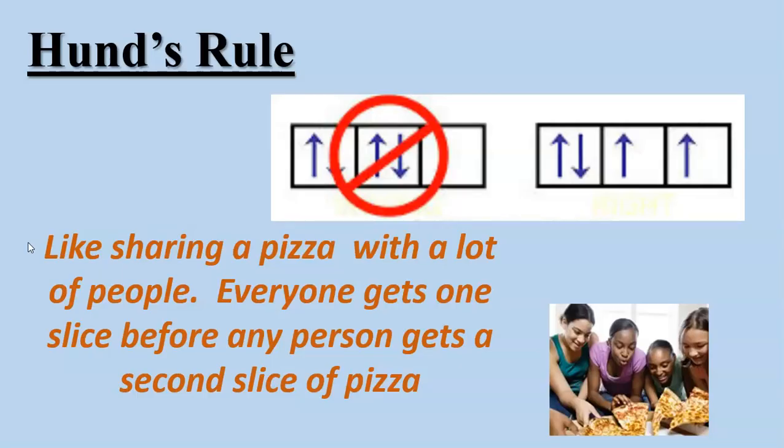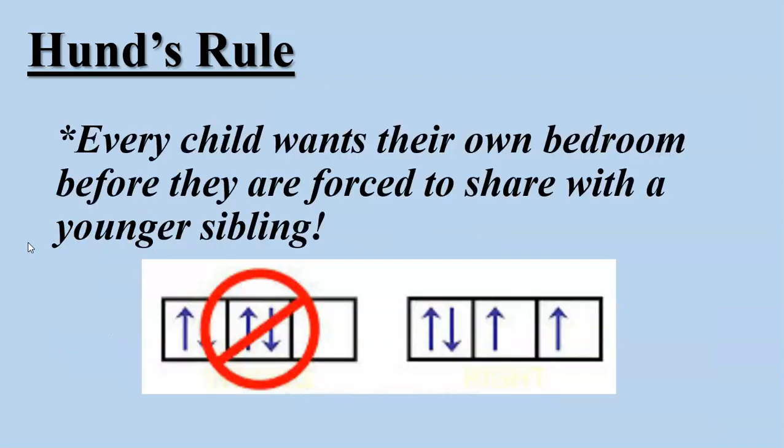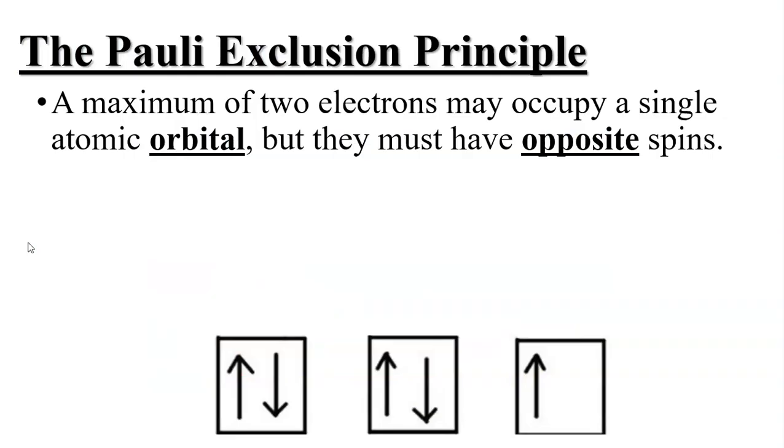So it's like sharing a pizza with a lot of people. Everyone gets a slice before any person gets a second slice of pizza. Or like how every child wants their own bedroom before they're forced to share with a younger sibling. The Pauli exclusion principle states that a maximum of 2 electrons may occupy a single atomic orbital, but they must have opposite spins.